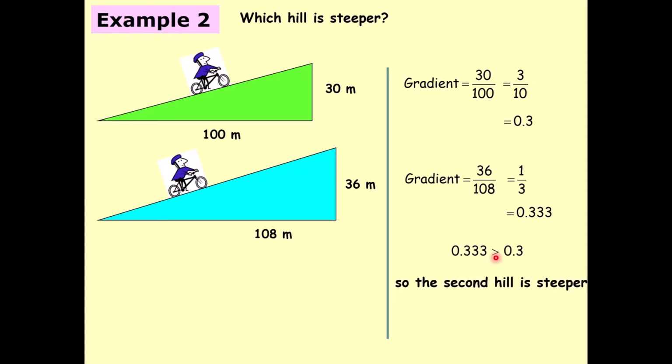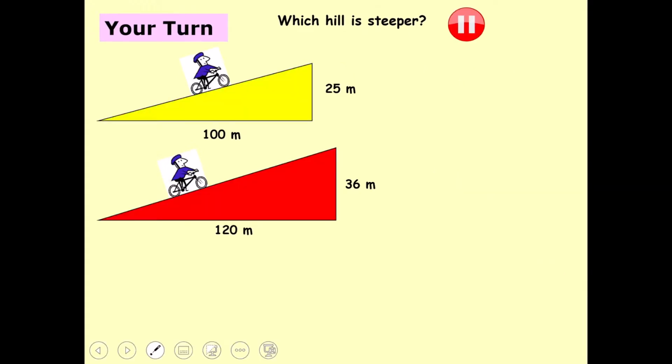So when you're asked to compare gradients, you want to calculate the gradient of each slope, change it into a decimal, and then compare using the greater than or less than sign, and then make a decision which one is steeper. Make sure you're answering your question at the very end. Again, can you please pause the video here and decide which hill is steeper?